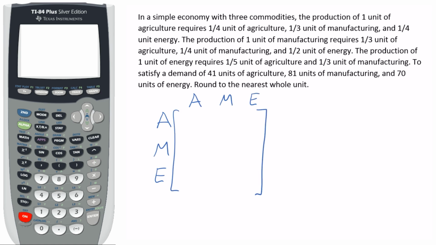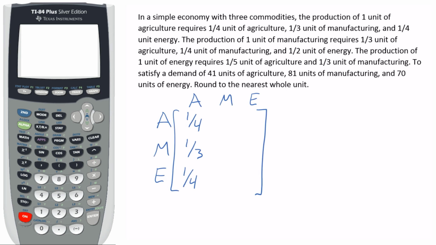Now, to fill in the values of this matrix, what we need to know is how much it costs to produce 1 unit of each commodity, and those numbers will go in the column under that commodity. So for example, the production of 1 unit of agriculture requires a 1/4 unit of agriculture, a 1/3 unit of manufacturing, and a 1/4 unit of energy. And those numbers go in the first column, so those tell us the costs of producing 1 unit of agriculture.